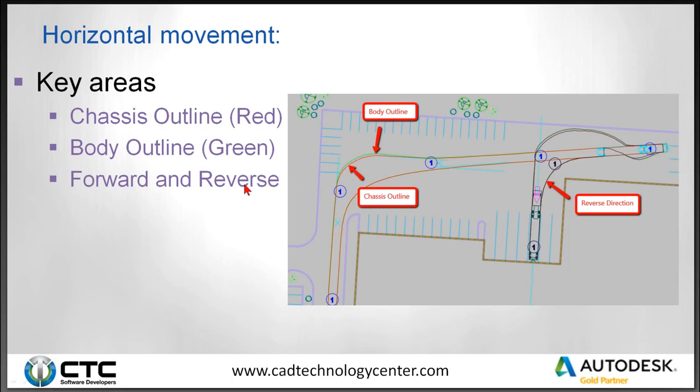And then I also have a difference between forward and reverse. I see the red and green when I'm going forward, but as I back up, it turns to a darker color. I still see the body and the chassis outlines, but they become darker. So it's an easier way to signify if I'm going forward or backwards.